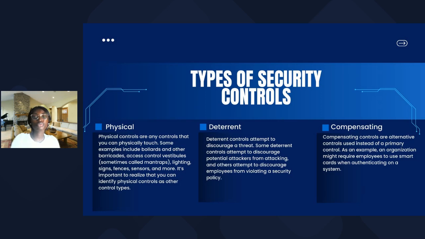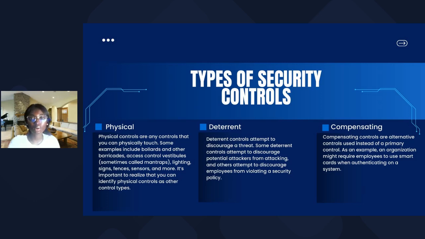So a physical lock can serve as a deterrent control in terms of security control, right? It helps you prevent anybody from accessing your server room or even your wiring closet, right? And this will help you, in fact, discourage a threat from happening, right?